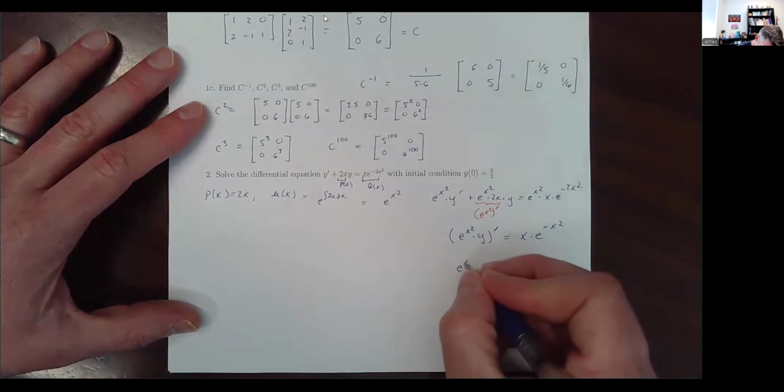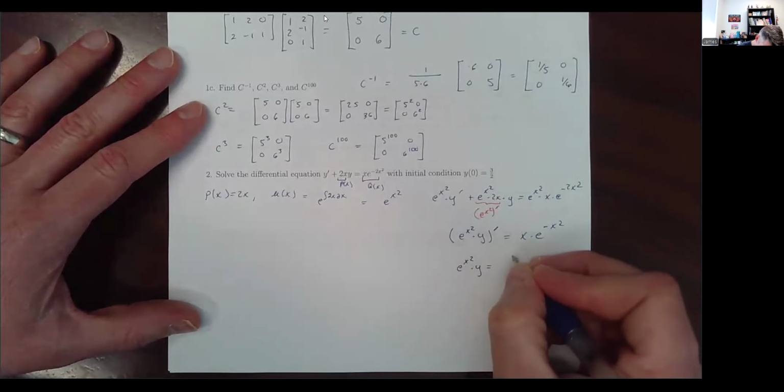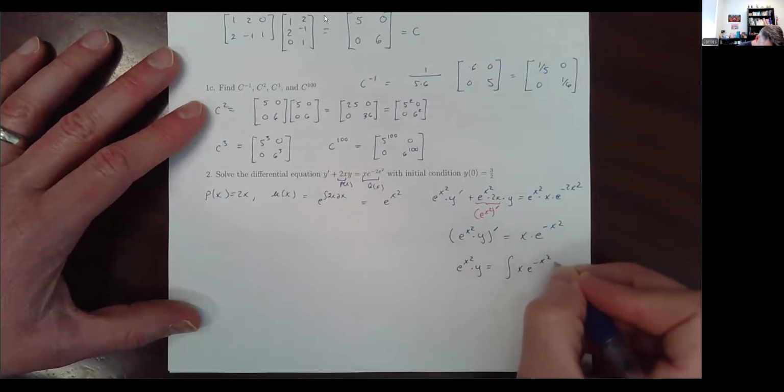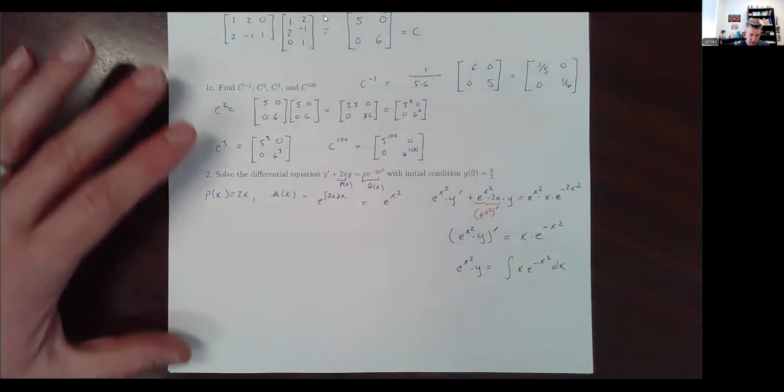Integrate both sides. e to the x squared times y equals the integral of x e to the negative x squared dx. This integral is a u substitution.